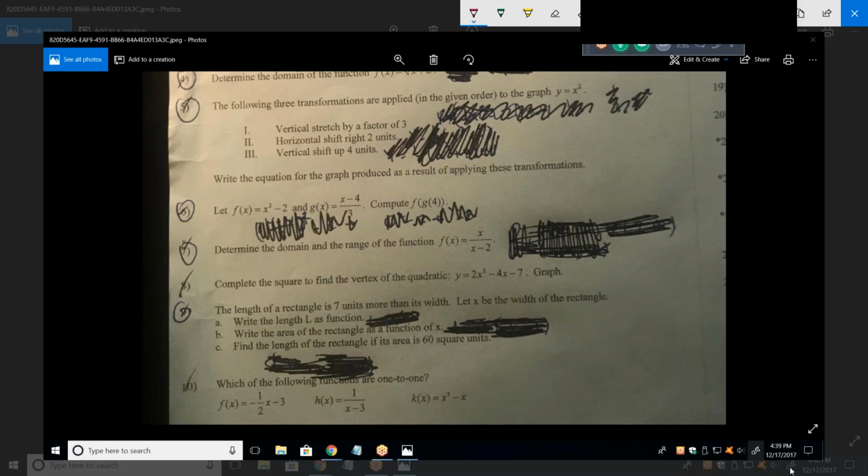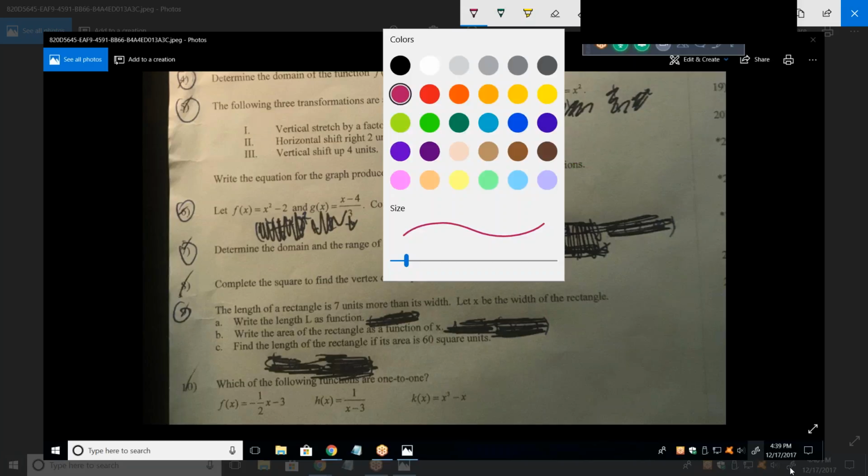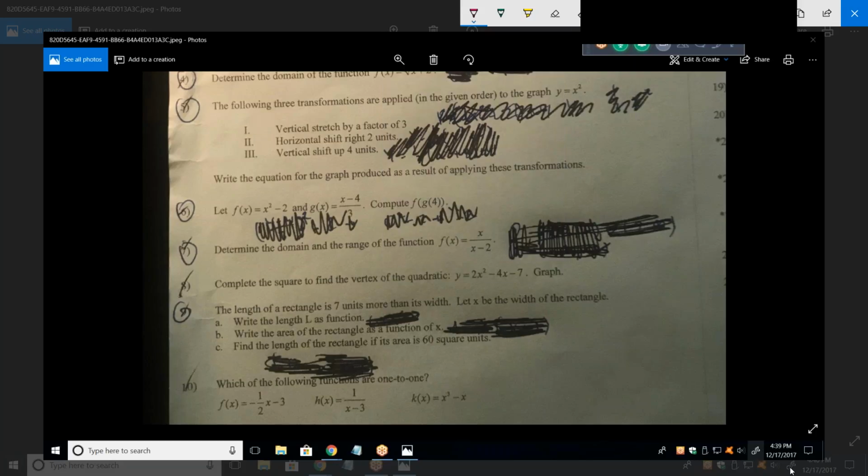All right, let's look at what this means. That's what they're asking for. For which one? For number 6. Oh, we didn't do 5. We didn't do 5. Excuse me. I'm a little confused by all this other stuff on the page. Yeah, the following 3 transformations are applied to the graph y equals x squared.